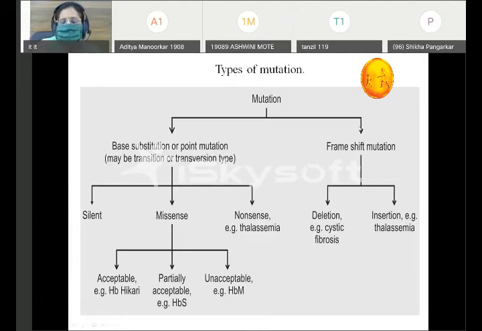Now, the second type of mutation is frameshift mutation. If a base pair is deleted from the codon, that will reshuffle the sequence which is read, and that will shift the frame of reading. So if one is deleted, that will shift the frame of reading, and if a single base is added, that also causes shifting of the frame of reading. We'll see in detail.